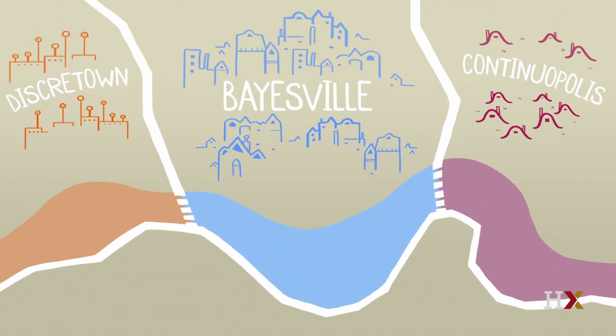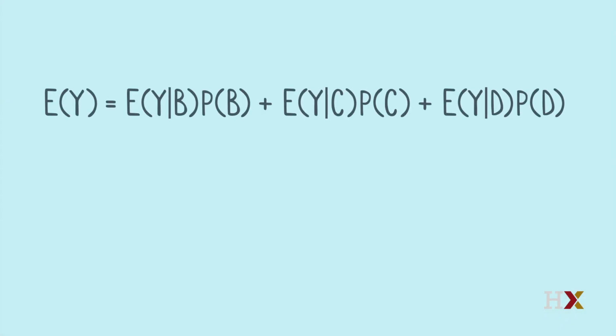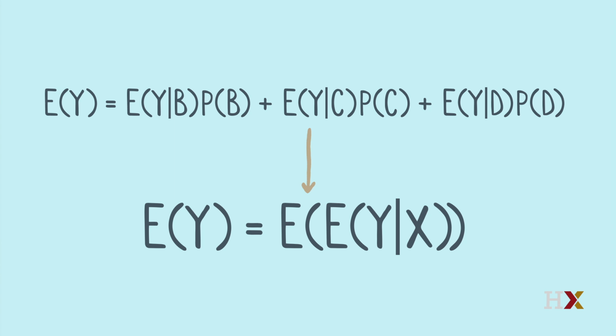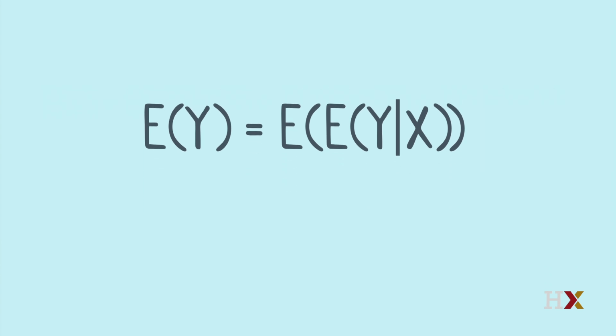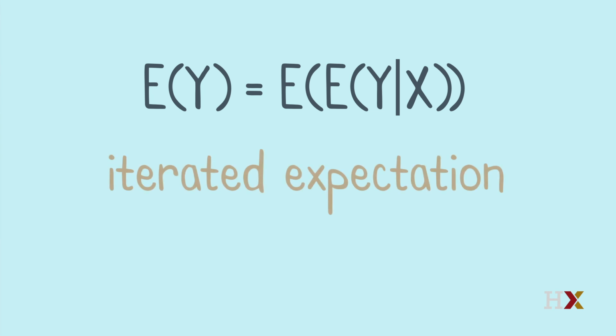Let X be a random variable that indicates which city the water comes from, say with X = 1 meaning Baysville, X = 2 meaning Continuopolis, and X = 3 meaning Discrete Town. The above identity can be expressed even more compactly as E(Y) = E(E(Y|X)). This identity is known as iterated expectation, or Adam's law.